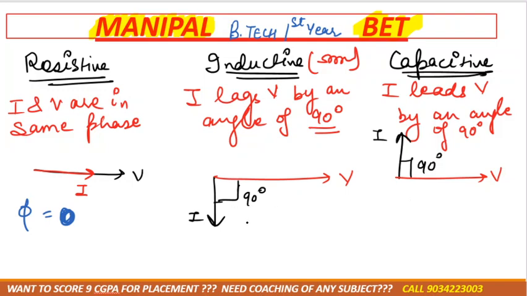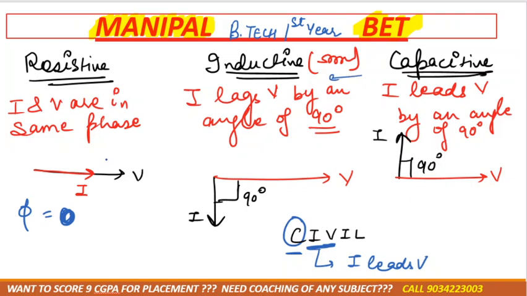So see, how will you remember it? You remember this word CIVIL? You've heard of it, right? Like C stands for capacitor. In case of capacitor, current is first, then voltage, right? So in this case, current leads voltage, and in inductor it is opposite. So in this way you can easily remember it, right? Clear?